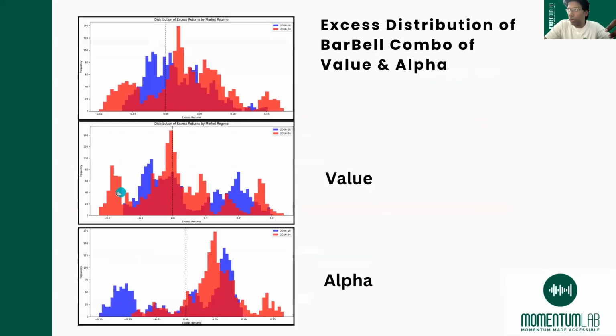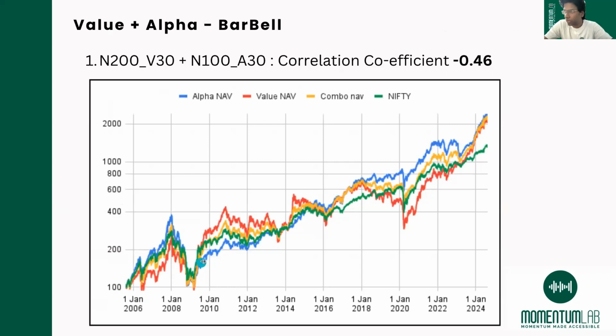Whereas if you see the combination of value and alpha, value underperformed. First of all, alpha underperformed from 2009 to 2016. And again, value underperformed from 2019 to 2023. So these two strategies, even though they were negatively correlated, the negative correlation is such that they ended up underperforming Nifty 50 for a good 5-6 years during their journey, thereby pulling down the excess returns on alpha.